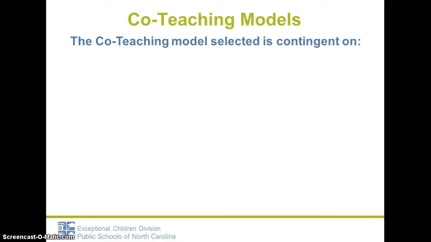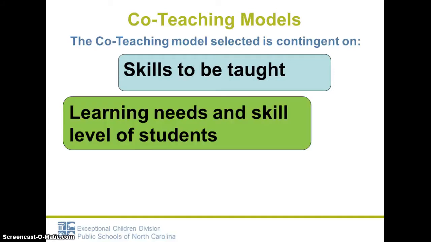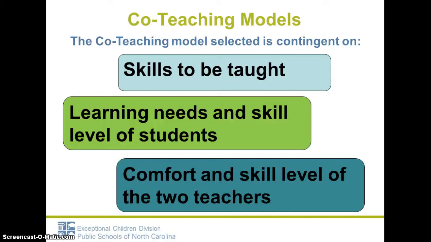These are just some possibilities. The co-teaching approach used to deliver instruction must be appropriate to the specific lesson and the content level and skills of the students. Selection of the appropriate co-teaching approach is contingent on skills that need to be taught, the learning needs and skills of students, and the comfort and skill level of both teachers in delivering the instructional content.